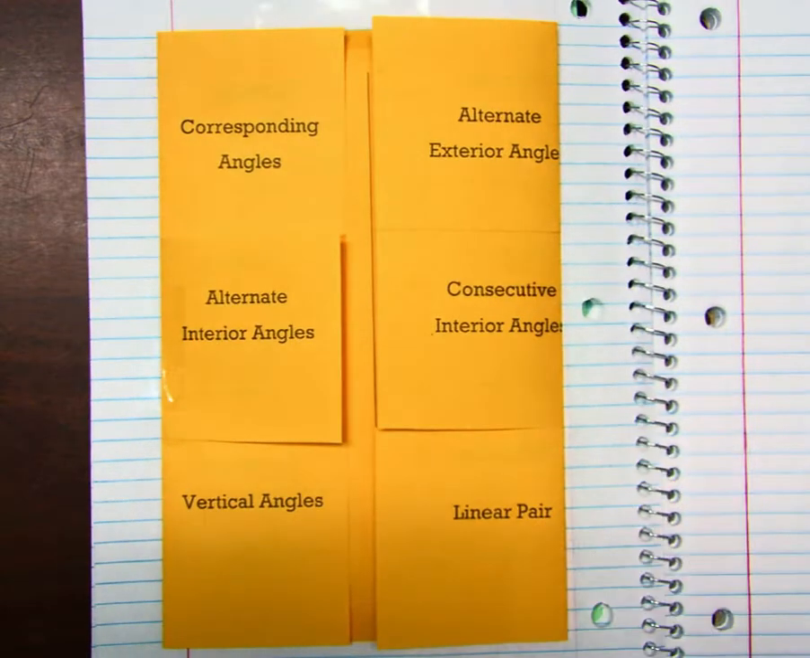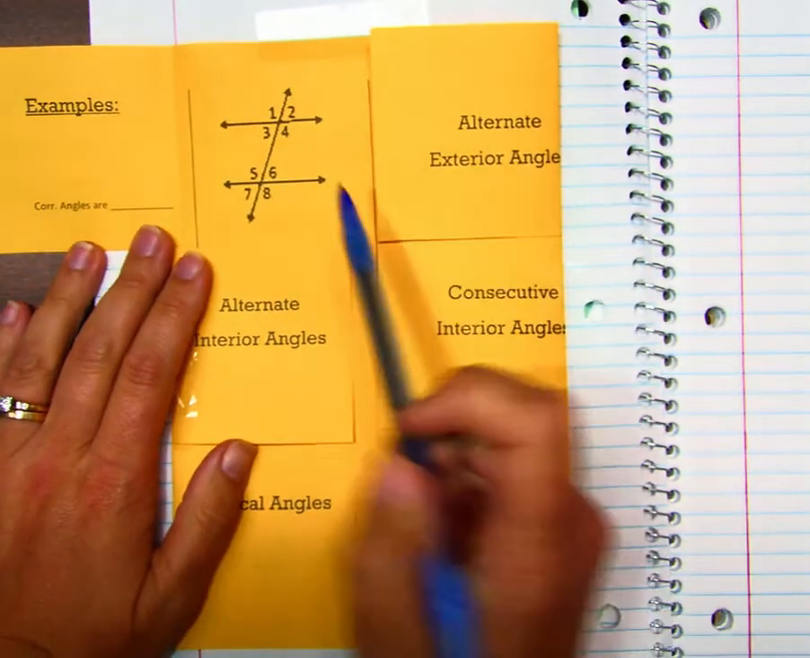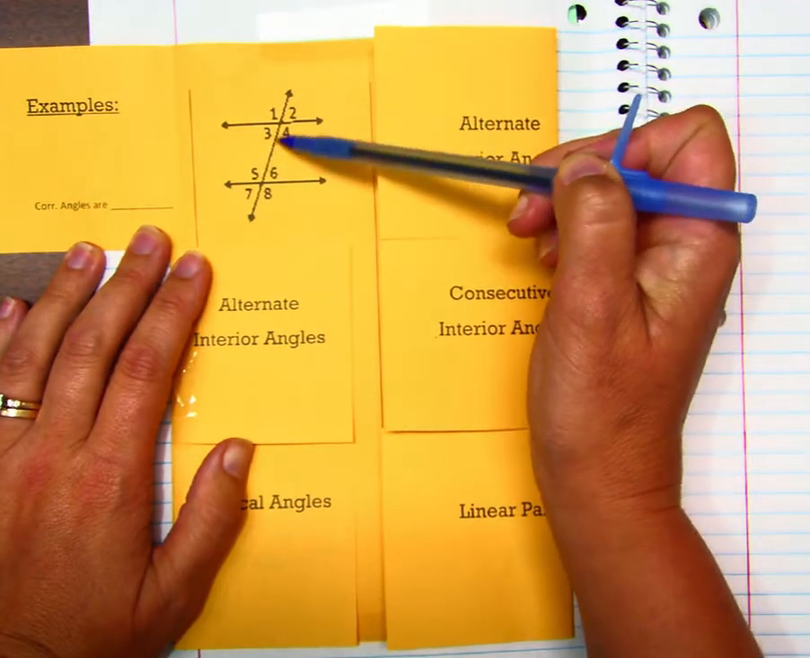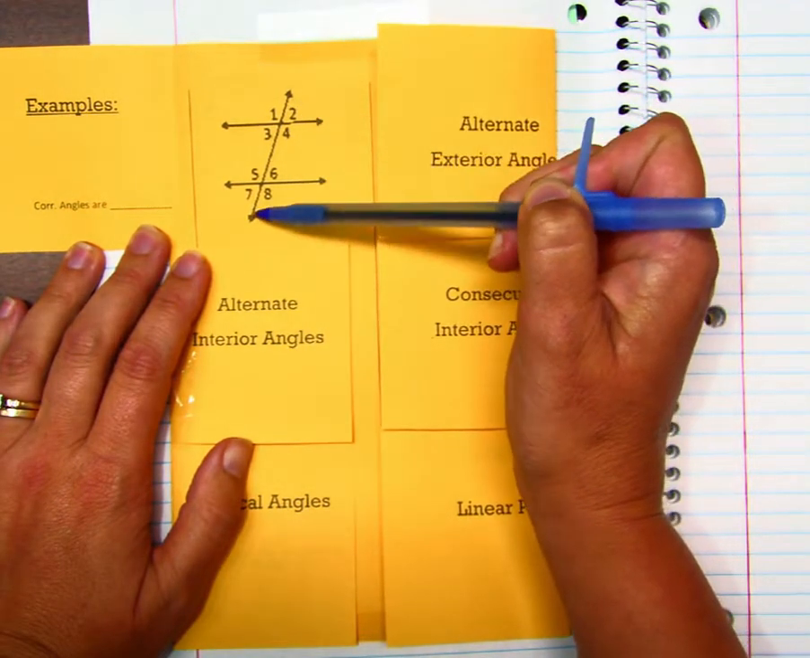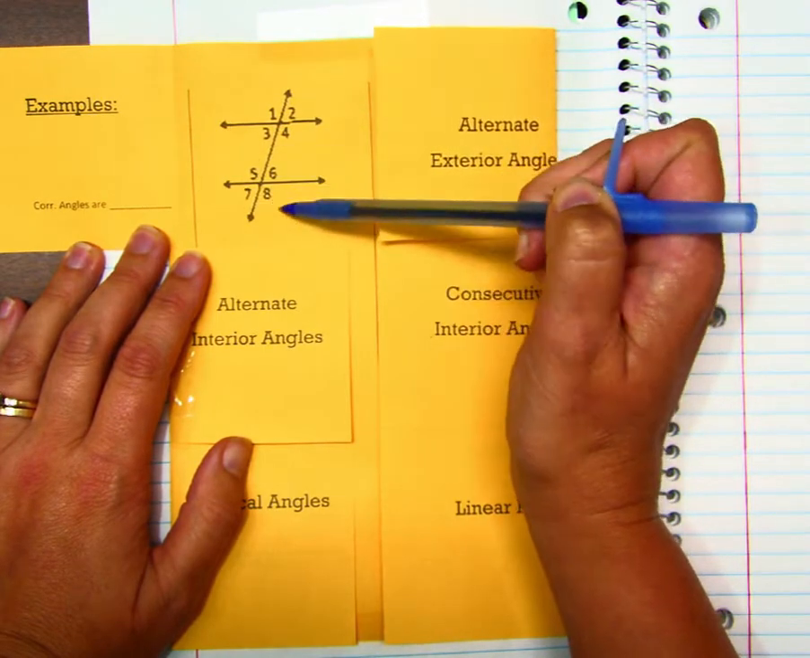All right, the other thing that we're going to take a look at are angle pairs when we have parallel lines. With parallel lines, we usually have two parallel lines, and we have a transversal that cuts through the two parallel lines. If I open up this first flap, we have these two parallel lines cut by a transversal. This is the transversal that goes through and cuts the parallel lines. And what we have here are angles 1, 2, 3, 4, 5, 6, 7, 8.